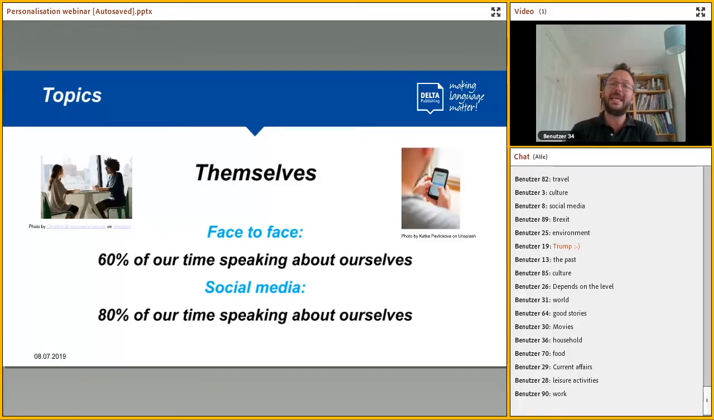But one thing that particularly gets people in general engaged is talking about themselves. Researchers have found that face-to-face, apparently we spend 60% of our time talking about ourselves. And when you take that online in social media, to Facebook, to Twitter, etc., 80% of the time we spend speaking about ourselves, which seems like an awful lot of time. I've tried listening to myself a few times lately to see whether this is true. Unfortunately, I think it might be for me.